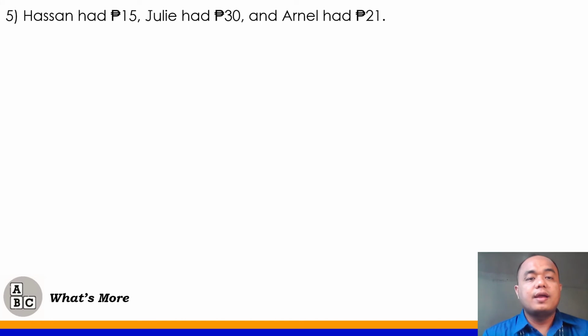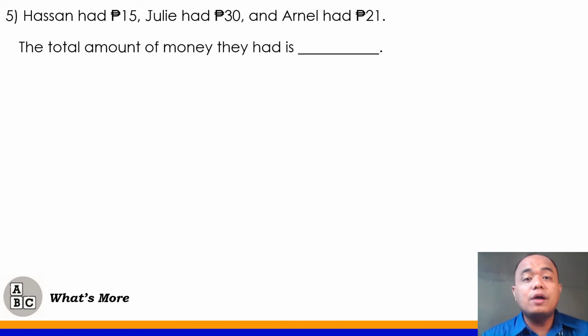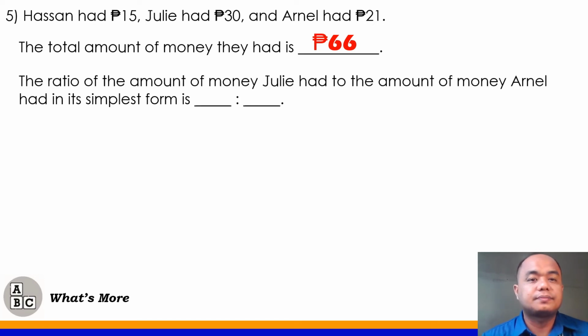Number 5. Hassan had 15 pesos. Julie had 30 pesos. And Arnel had 21 pesos. The total amount of money they had is, to complete this statement, we have to find the sum of the money of Hassan, Julie, and Arnel. So that's 15 plus 30 plus 21. So magkano yan lahat? Yes, that's 66 pesos.